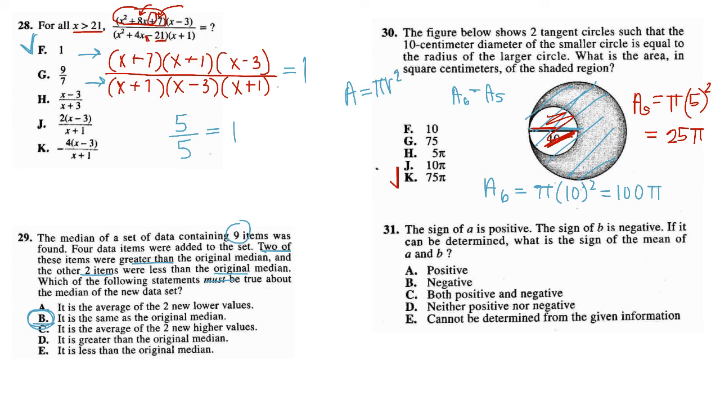All right, and finally 31. The sign of A is positive, the sign of B is negative. If it can be determined, what is the sign of the mean? Now, mean means average. In other words, if I took A, gotta get my marker back. If I took A and added B and divided by 2, what's the sign of that? Well, we don't know. So there's no way for us to be able to tell with that given information. We don't know which of the two is larger. We don't know what the sign would be. So here for 31, the answer is E.